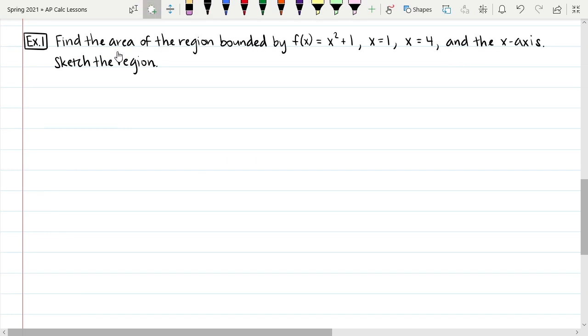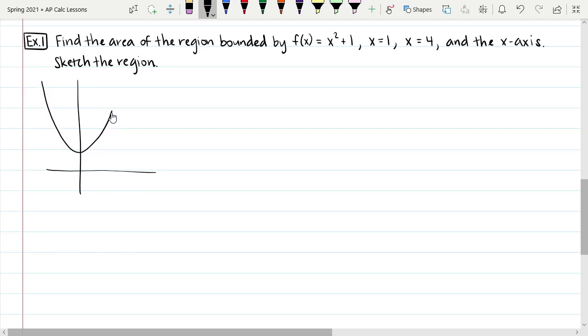All right, so let's do an example here. Find the area of the region bounded by f of x equals x squared plus 1, x equals 1, x equals 4, and the x-axis. Sketch the region. Okay, so even though it says sketch the region last, let's actually sketch it first, just so we have a bit of a visual sense of what's happening here. So again, x squared plus 1, remember that that's just a parabola that's been shifted up 1. Ooh, that is messy. Okay, so a parabola that's been shifted up 1.